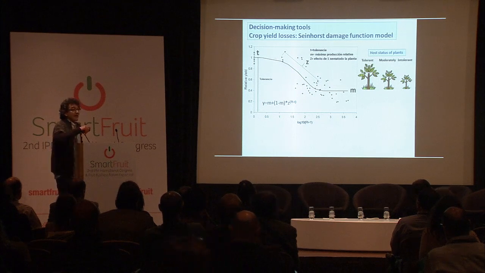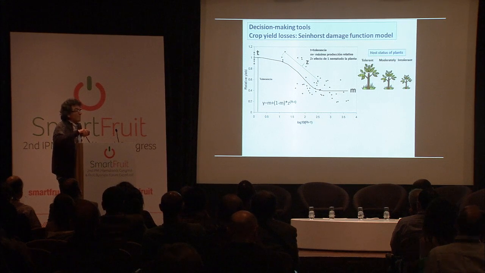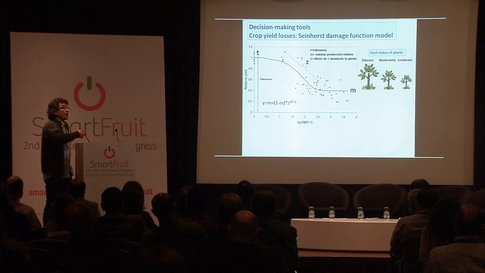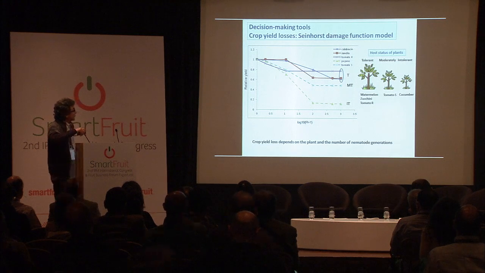This tells us a T factor, which is tolerance: the density below which there is no crop loss. And another parameter is M, which is the maximum relative production at maximum density of the nematode. Now, according to these values, we can classify the plant as tolerant when T and M values are high, moderate when they're moderate, or intolerant when the T value is low and the M value is low also. Okay? So they won't tolerate the nematode and there'll be major production losses.